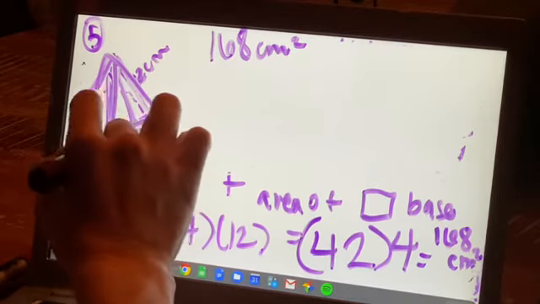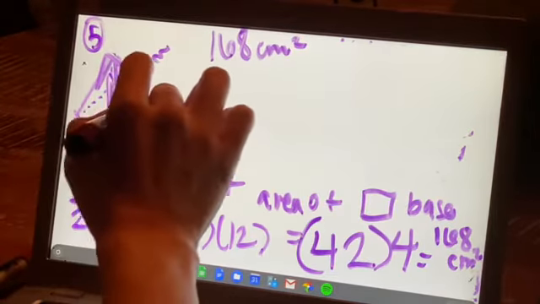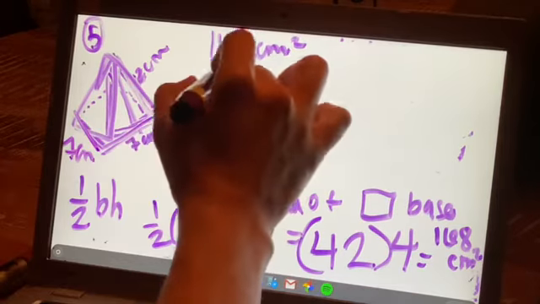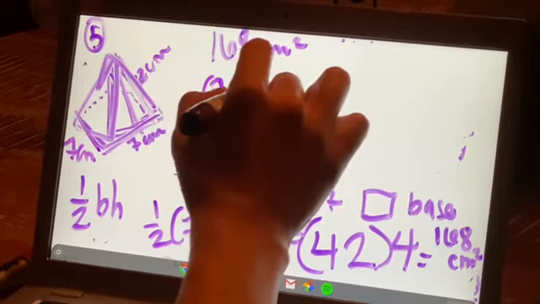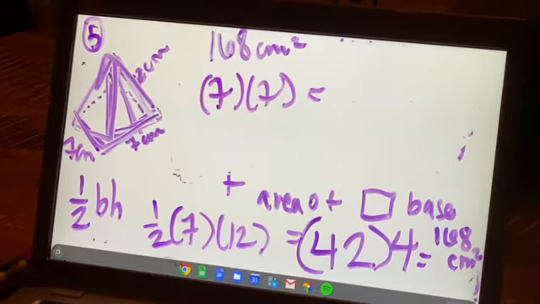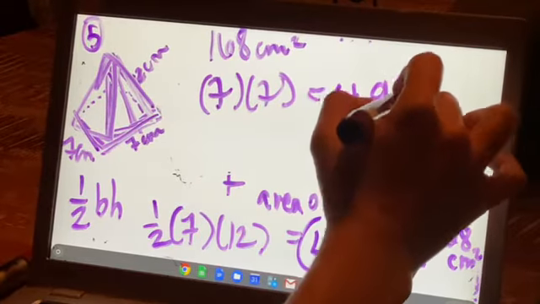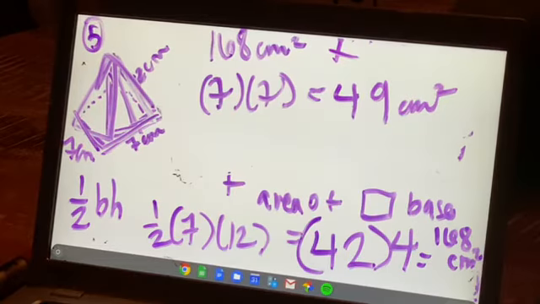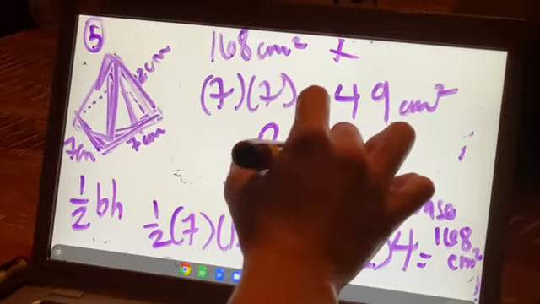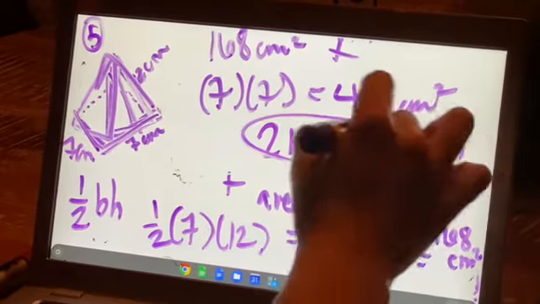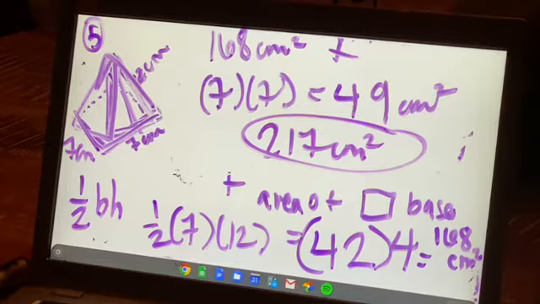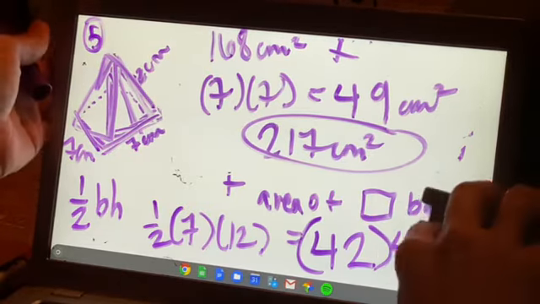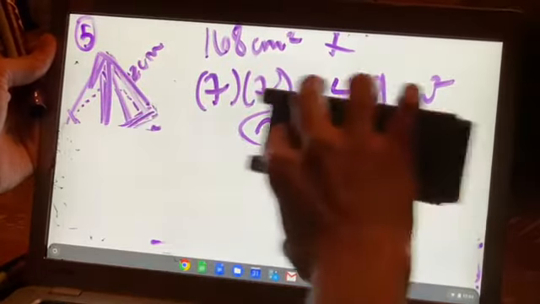So the square is 7 centimeters on this side. So that means if it's a square, it's also 7 centimeters here. So 7 centimeters times 7 centimeters is what? What's 7 times 7? 49, right? So then we're just going to add 168 plus 49. So 168 plus 49 is 217 centimeters squared. So that's what I got for that one. Okay, does that make sense, you guys? We just took the area of each triangle and the area of the square base, and we added them all together. So, moving right along to number 6.